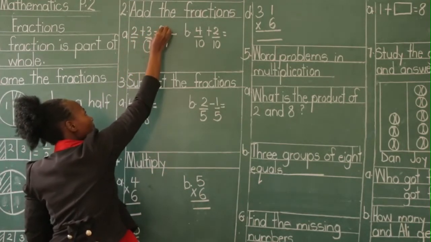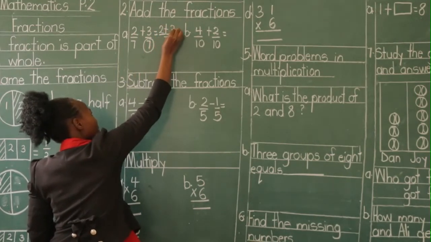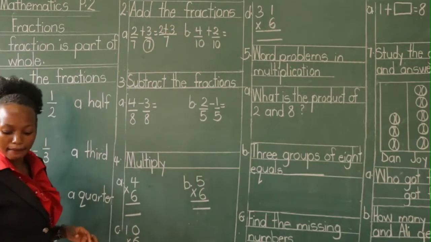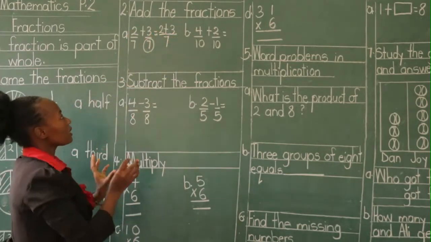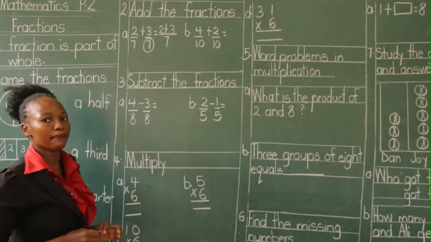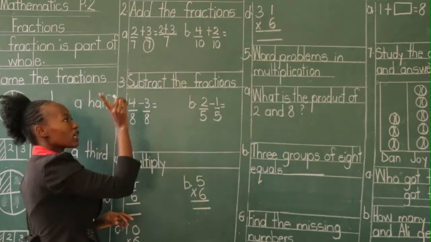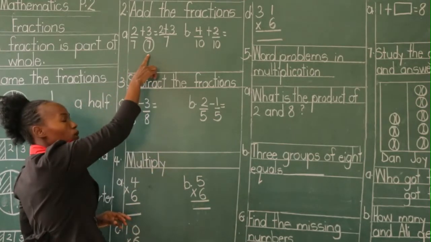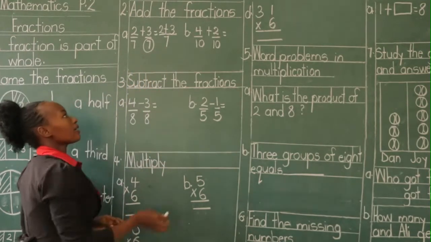2 plus 3. Now we want to add those numbers. 2 plus 3. Now we've got 2 plus 3 out of 7. Remember, the denominators, we don't add them. We just take only 1. That's why we've circled 1, and we are going to move with that 1 denominator.